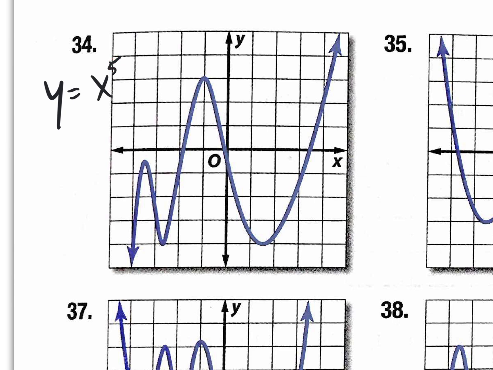Okay. So this cannot be the power of 3. It has to be at least 5. It could be 7, could be 15, could be 91, but it has to be at least the power of 5. It cannot be the power of 3.